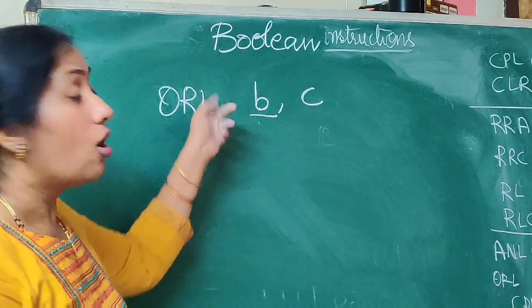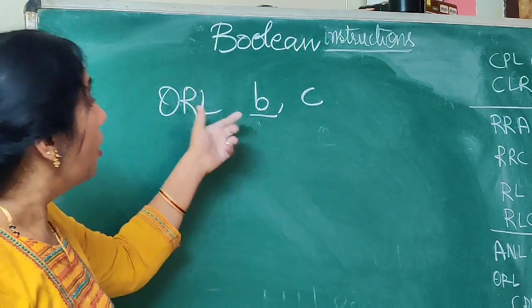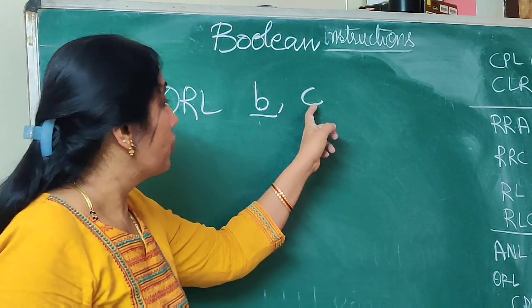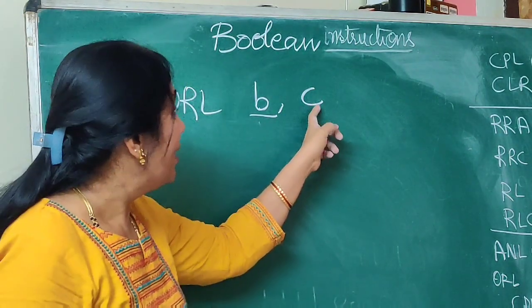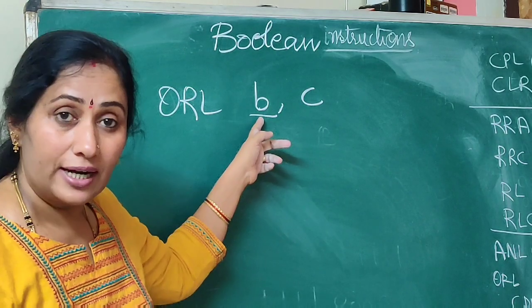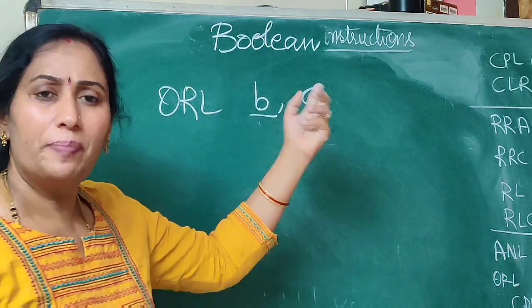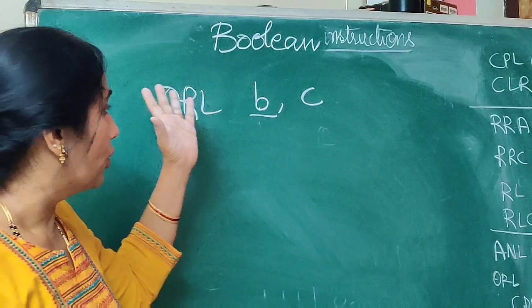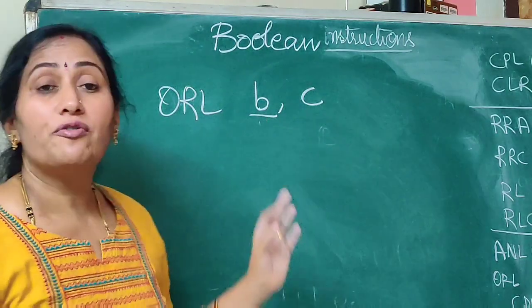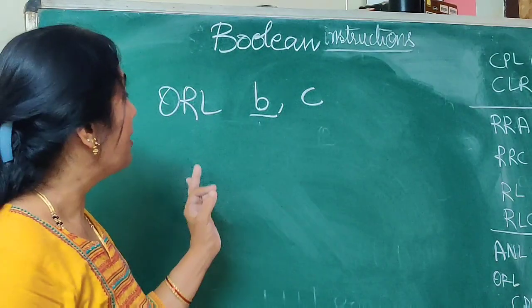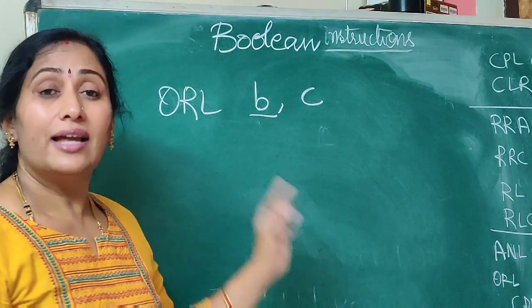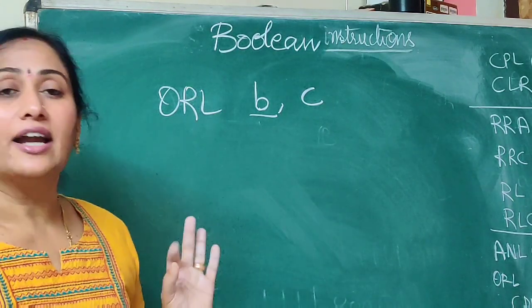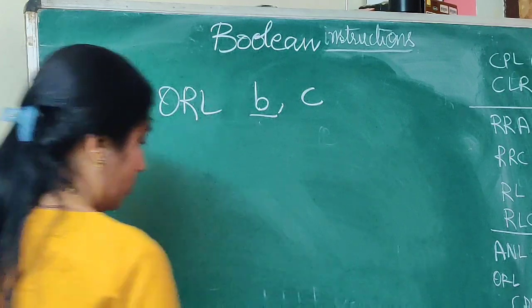Whatever is there in the carry flag will get ORed with the contents of the bit address, and the result is going to be placed in the same bit location only. So this is going to perform the OR operation. The type of addressing mode is direct addressing mode. The length of the instruction is 2 bytes, and none of the flags are going to get affected over here.